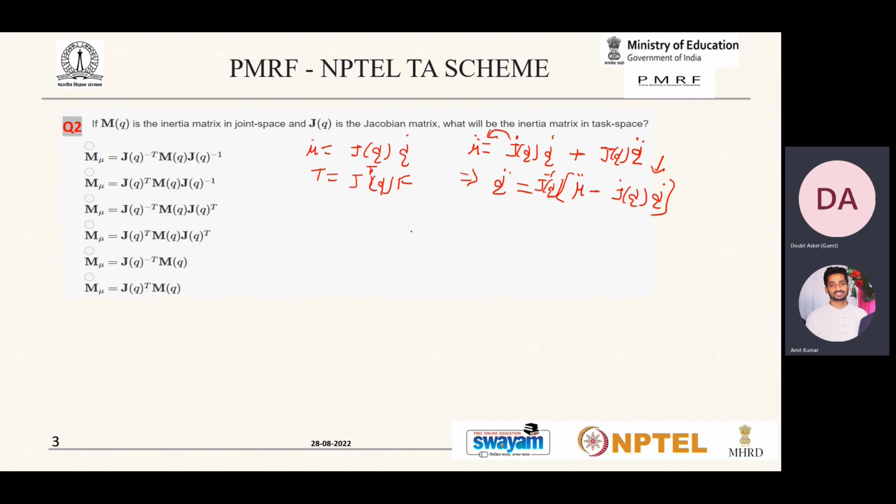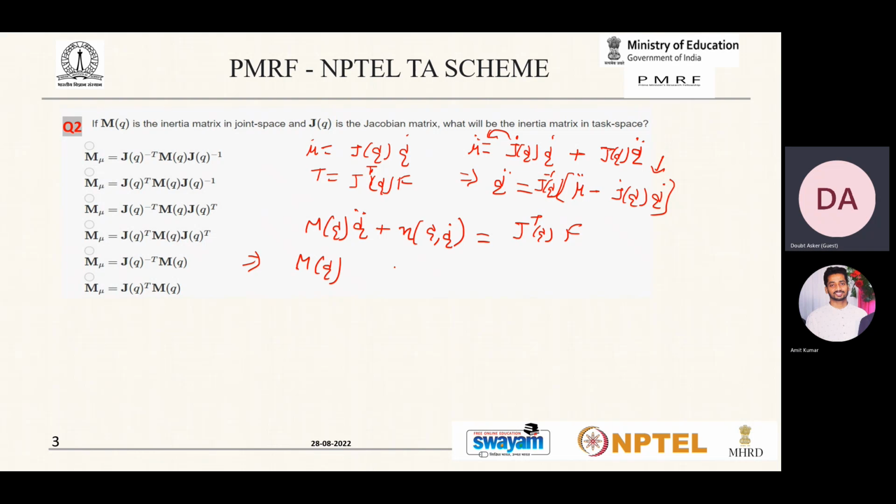So from this we get q double dot. Now we know that the general equation of motion is M of q times q double dot plus n of q dot equals J transpose of q times F. Now if we substitute this q double dot here, we'll get M of q, and you just substitute the whole thing here. So what we'll get?